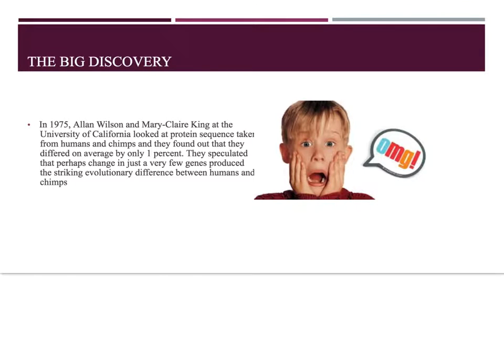In 1975, Alan Wilson and Mary King at the University of California looked at the protein sequences taken from humans and chimps, and they surprisingly found out that they differed on average by about 1%. They speculated that perhaps change in just a very few genes produced the striking evolutionary difference between humans and chimps.